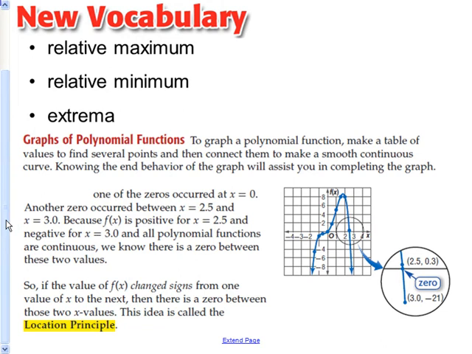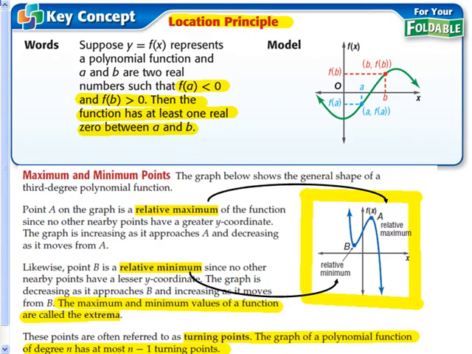Okay, and we're going to be talking about the location principle. You don't need to write it down right here because I'm going to show it to you again on the next slide. And so here is our location principle. Basically what it's saying is if I have a point A over here that is below 0, negative, and I have a point B that is above 0, positive, somewhere in between there has to be a point that is a 0. You can't get from a negative to a positive without crossing over a 0.